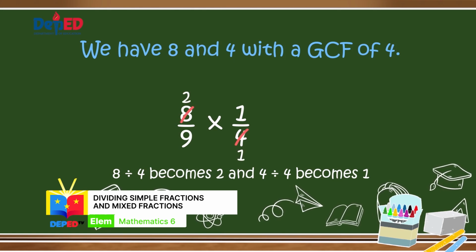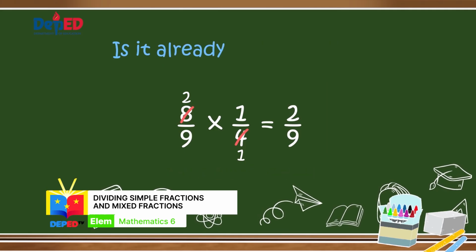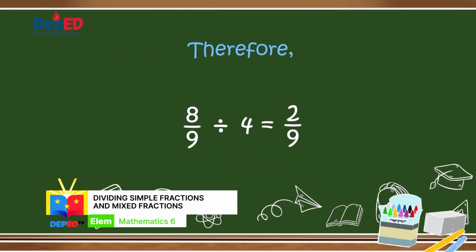8 divided by 4 becomes 2. 4 divided by 4 becomes 1. Then, multiply the numerators and the denominators. 2 multiplied by 1 equals 2. 9 multiplied by 1 equals 9. We have 2 ninths. Is it already a lowest term? Yes. Therefore, 8 ninths divided by 4 equals 2 ninths.